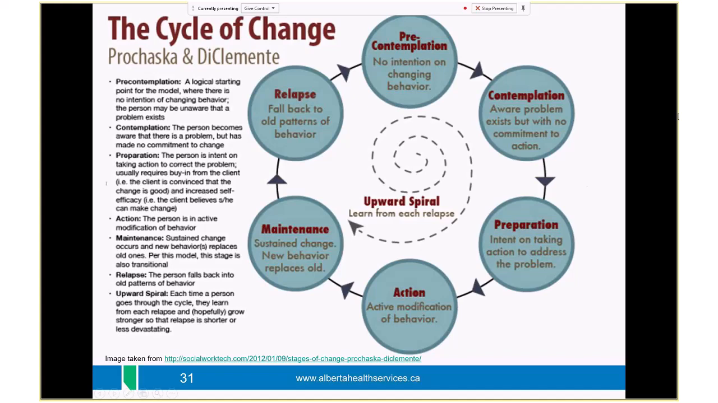So when we are assessing our patients, we need to determine the stage of change that they're in. And as they move through the stages, you can see this center upward spiral. Every time a patient relapses, they learn from that relapse. And how can we use that learning to get them back on this cycle of change?